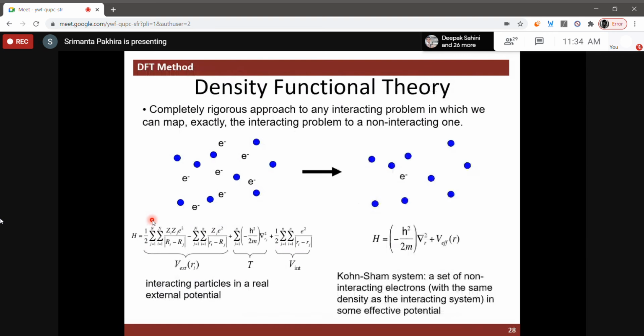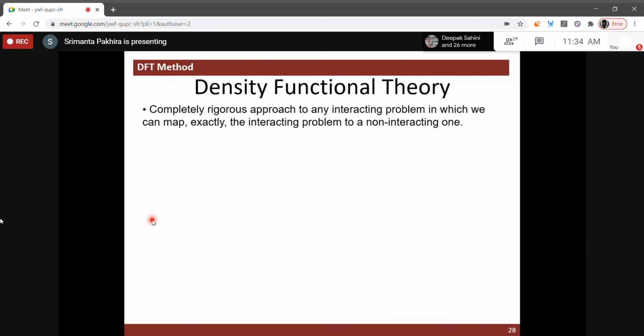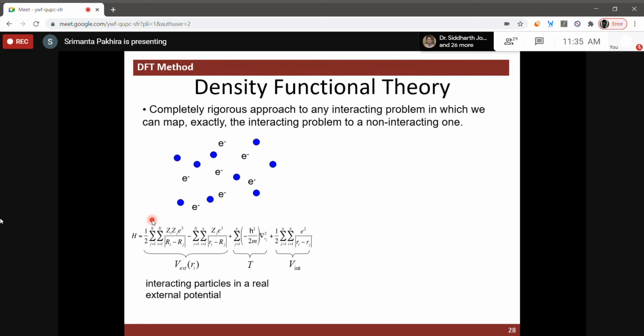Now look at, sorry. So density functional theory, how are we going to approach it? Okay, fine. It is a completely rigorous approach. And how can we map that kind of system, an exactly interacting problem, to a non-interacting one? That would be one of the approximations. After that, we'll see how popular density functional theory is.